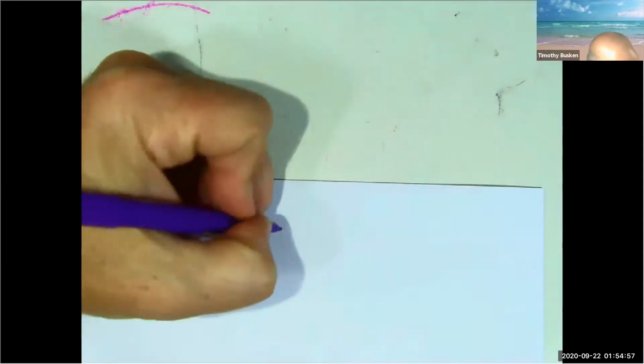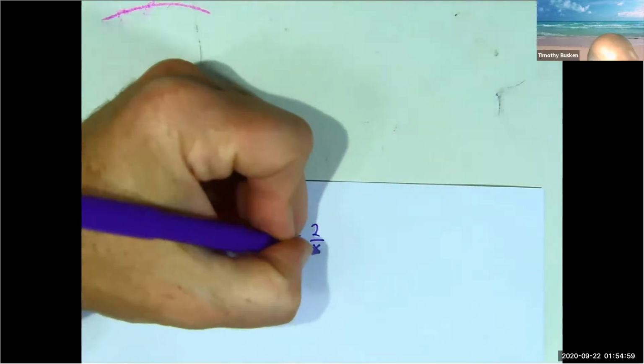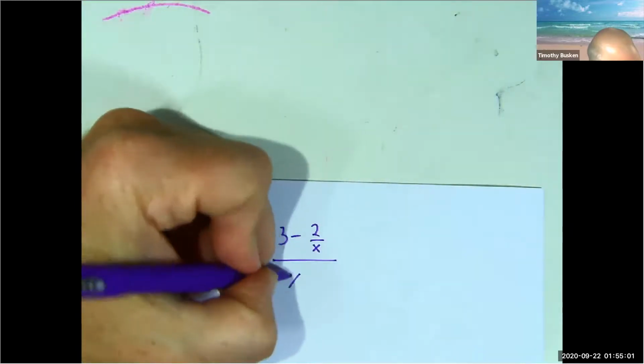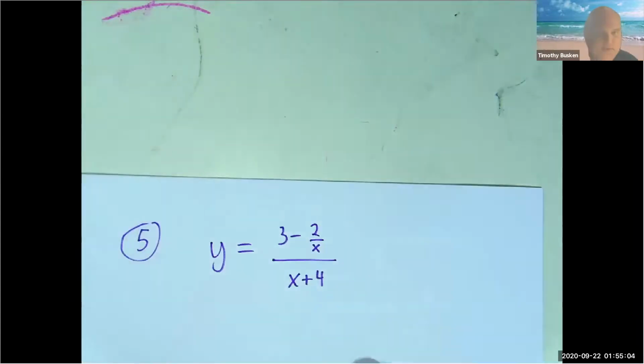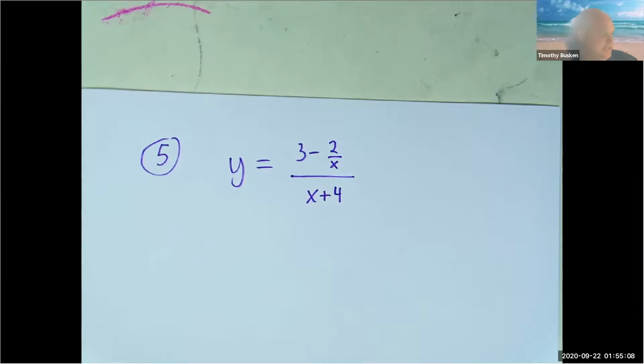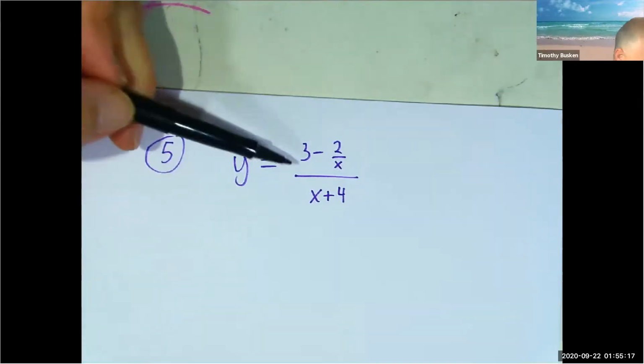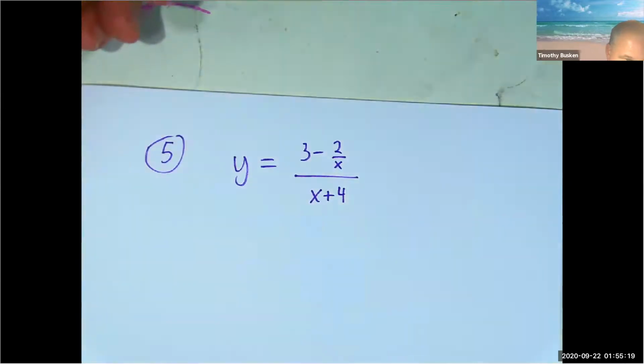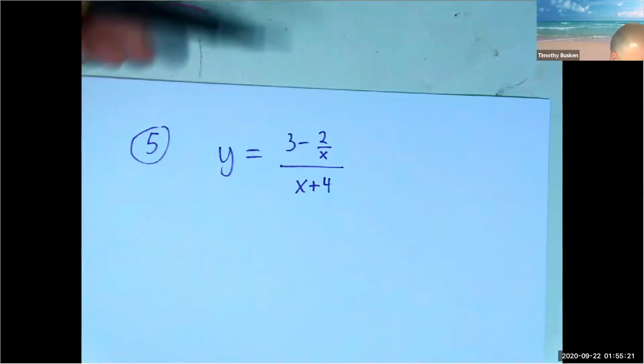Y is equal to 3 minus 2 over x, and that's over x plus 4. So we do have a quotient there, and we've got a fraction nested within a fraction in the statement of the definition of the function y. One thing you can do here is to try to simplify or rewrite it before you take the derivative. And how would you simplify it?